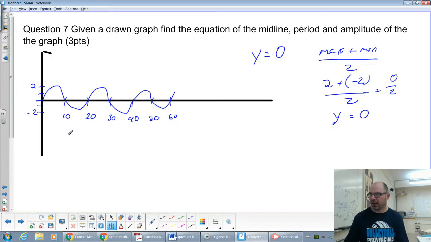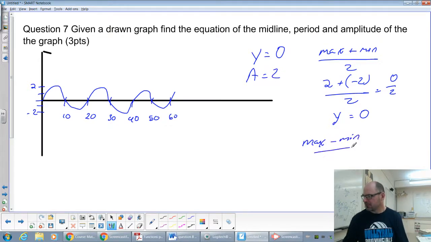Right? Okay, and the amplitude equals 2. And if you can't remember how to do that one, that's max minus the min divided by 2. So that would have been 2 minus negative 2 over 2, which would have been 4 over 2, which would equal 2. So the amplitude was 2.